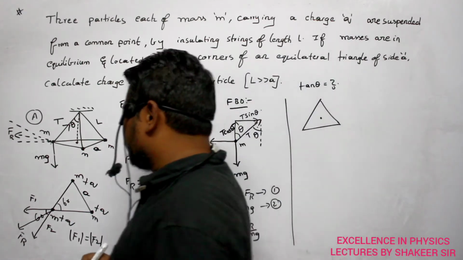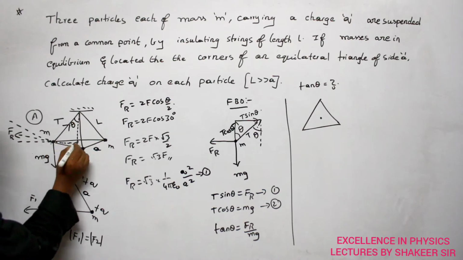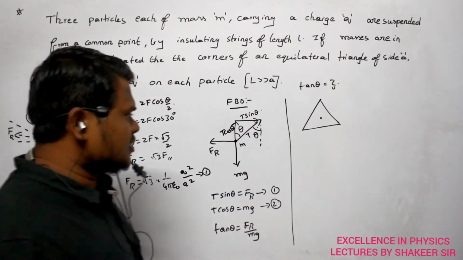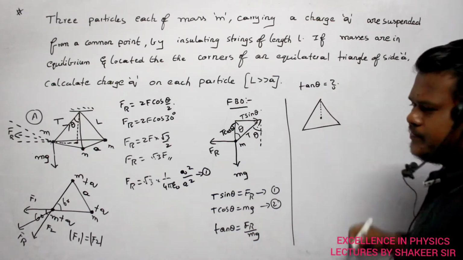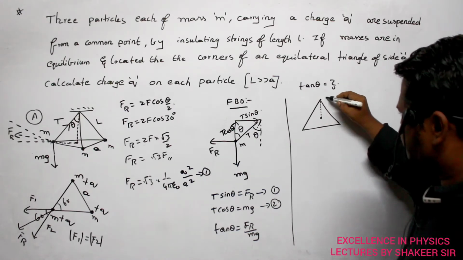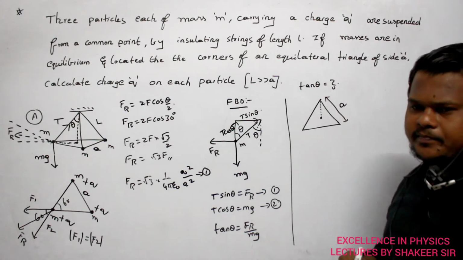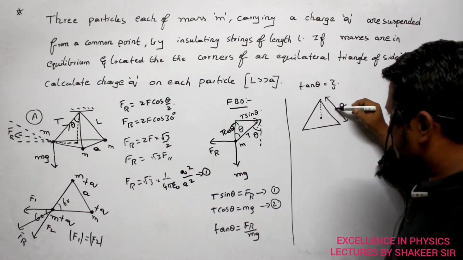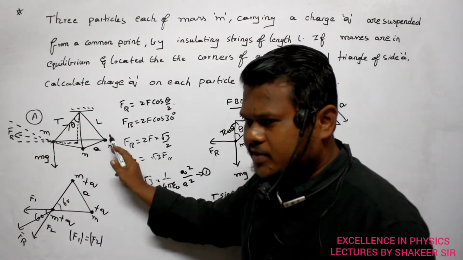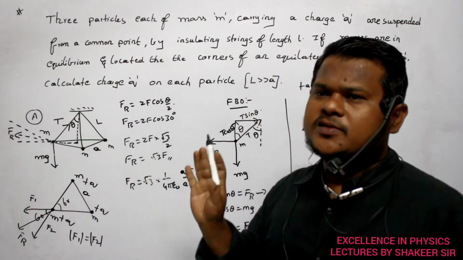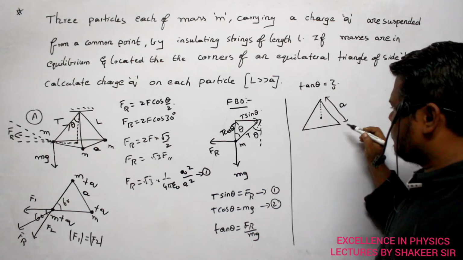Clear? Then can you say what is this distance? That distance is nothing but this distance. So side of the triangle is how much? Side of the triangle is A. Already we have calculated, if side of the triangle is A, side of the triangle means this side. Length of the string is different. Length of the string is L. But side of the triangle is A.